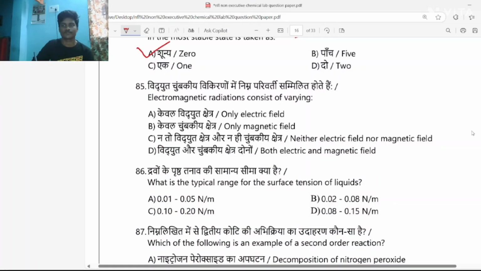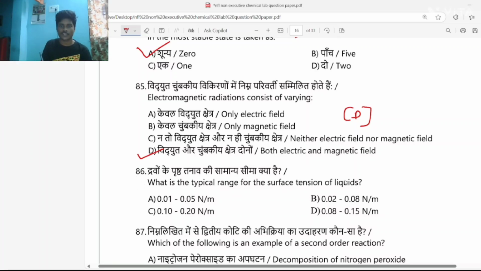Next question. What is the typical range for the surface tension of liquids? Typical range for the surface tension of liquids. Answer is 0.022 to 0.08 Newton per meter. Option would be option B. Option B is the correct answer.